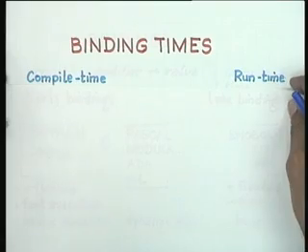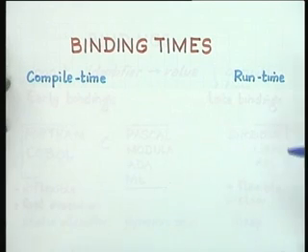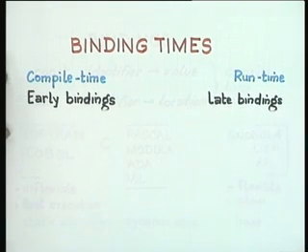The language Lisp, for example, carries it much further. So languages like Snowball and Lisp believe in runtime bindings as opposed to compile time bindings. Yeah. So they believe in what are known as late bindings.